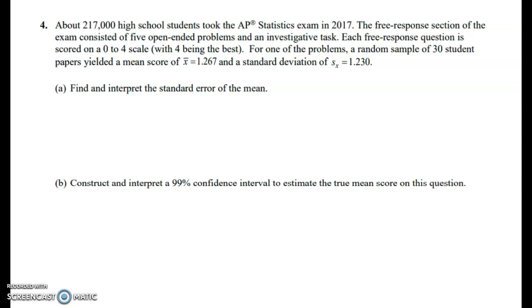So again, that's important. Sample of students is 30. I start to write these down. Their mean, notice how they write it with an X bar. That's because it's a sample mean of a score of 1.276 and a sample standard deviation of 1.230. So that's kind of what they give us. And it says, first, find and interpret standard error.